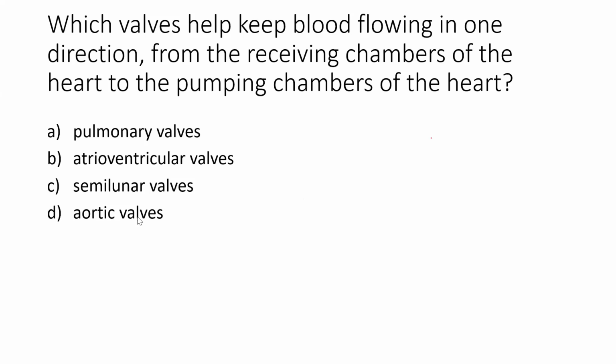And so the aortic, which is option D, and the pulmonary, which is option A, are both semilunar valves. The AV valves are going to be the tricuspid on the right side of the heart and the bicuspid or mitral on the left side of the heart.